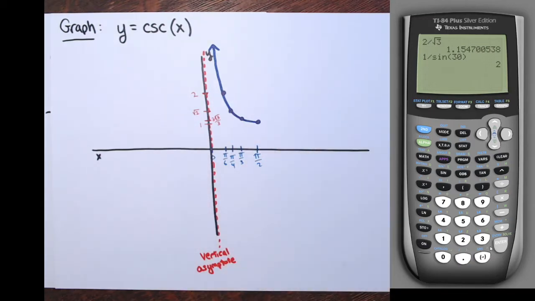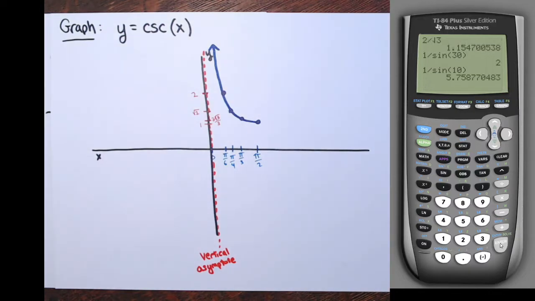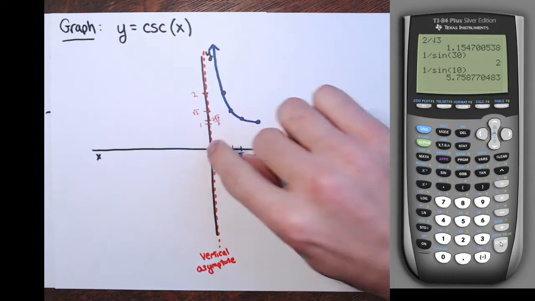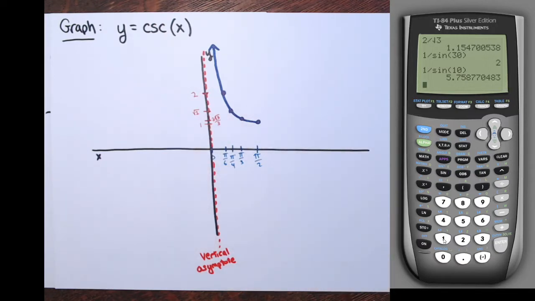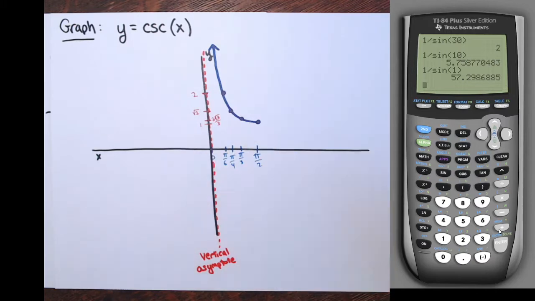Go even closer to 0. 1 divided by the sine of 10 degrees. According to my graph here, it should be even bigger than 2. It should have a larger output, and see, it's 5.7 whatever. Get even closer to 0. How about 1 degree? 1 divided by the sine of 1 degree should be even larger. See, it's 57 something.